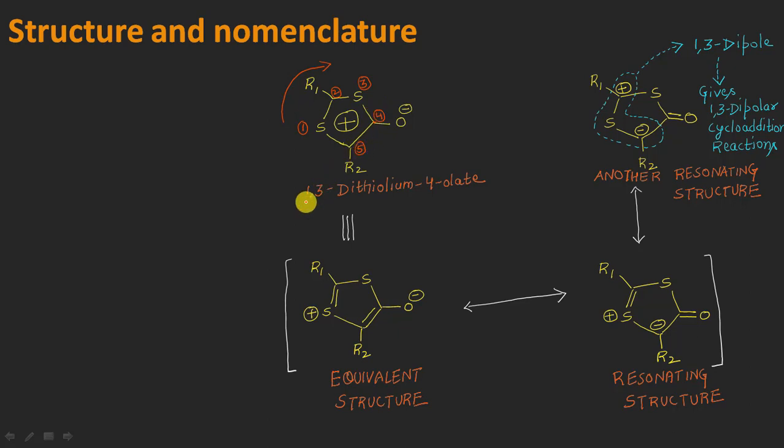It will be a 1,3-dithiolium 4-olate molecule, right? And here, if we simply draw an axis of symmetry passing through this sulfur atom, and after that keep two double bonds here, the first one on this side and the second one on this side, we can easily draw the equivalent structural representation for this mesoionic structure.